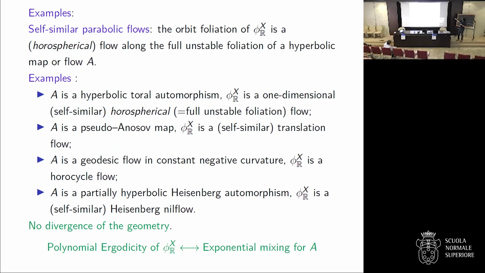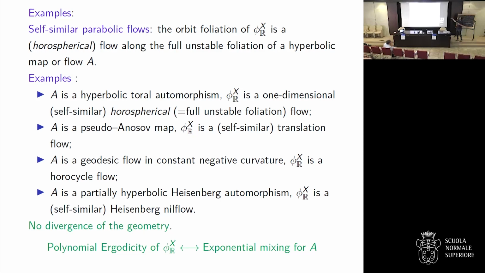So in the self-similar case, you could have a hyperbolic toral automorphism or a pseudo-Anosov map. You could have a geodesic flow in constant negative curvature. You could have a partially hyperbolic Heisenberg automorphism. All these are renormalization systems. They renormalize their invariant foliation. It's important to look at the full invariant foliation, the unstable foliation, and not just part of it.